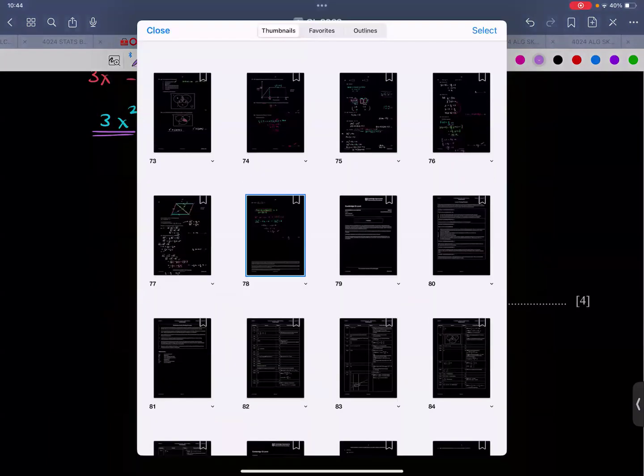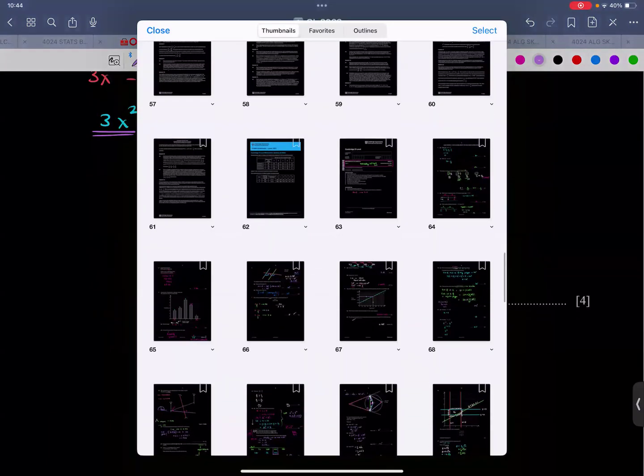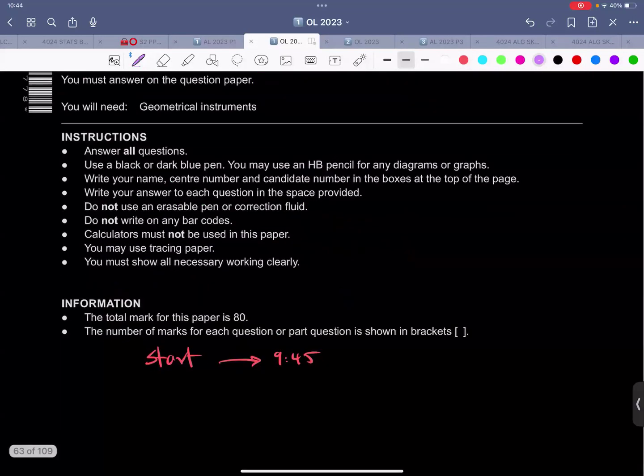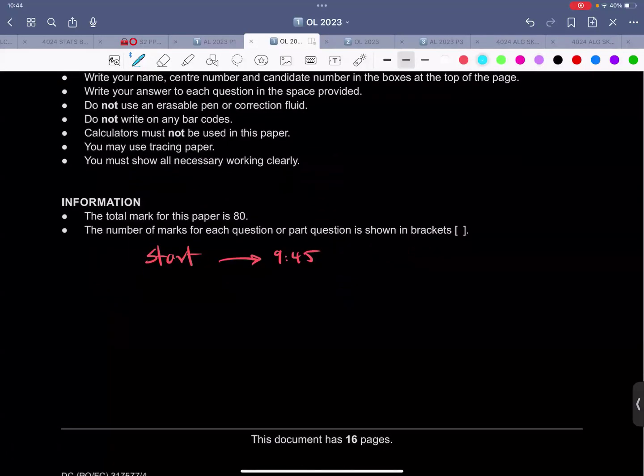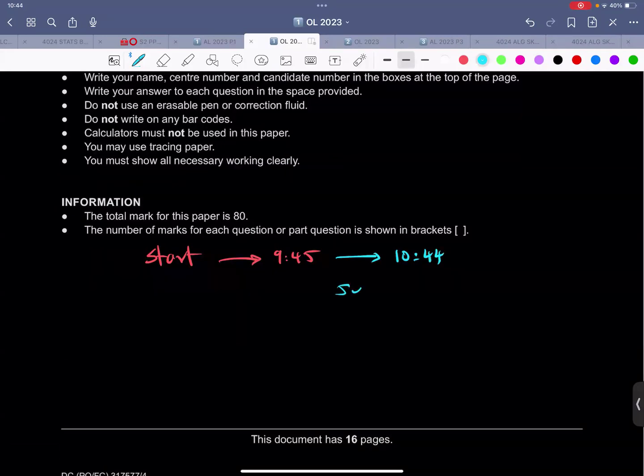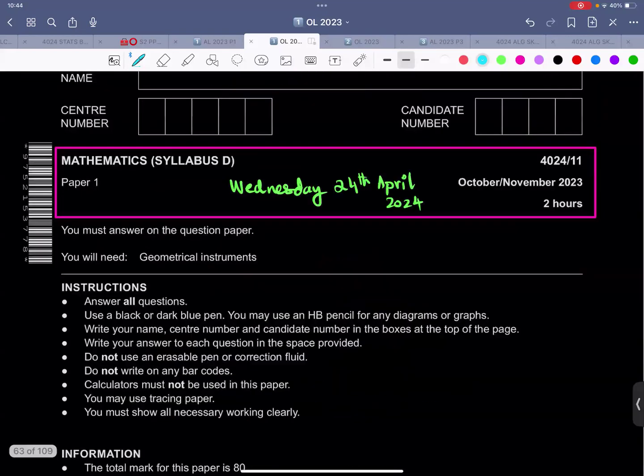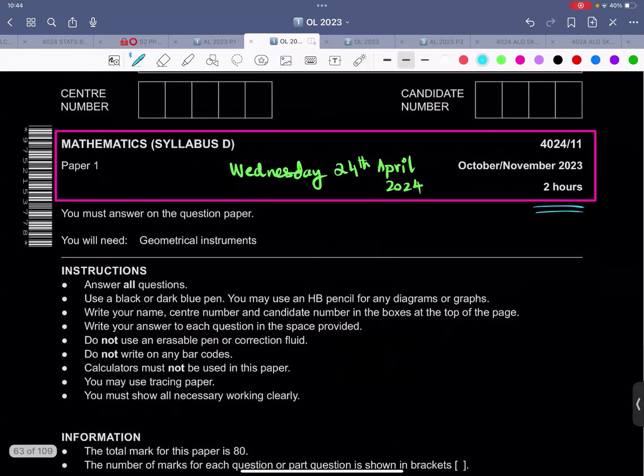So it's 10:44, and we started at 9:45. So we finished at 10:44. So that is 59 minutes, which is a very good time for a paper one, in which you have the liberty of 2 hours. Naturally, your practice should be so good that you are done in 1.5 hours.